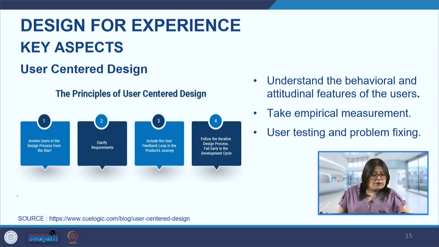Second is clarify the requirements. So, what are the requirements, the needs? Include the user feedback loop in the product's journey. So, where will this feedback loop be integrated in the journey of the user? That becomes important because if the loop is there, then there is scope for improvement.